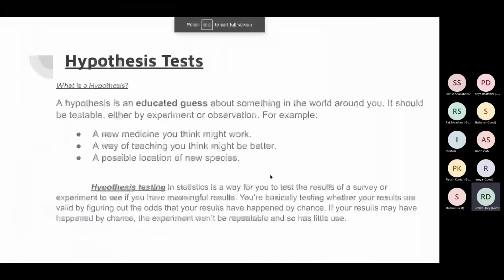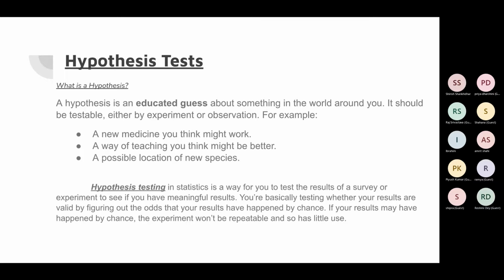Now we go to hypothesis testing. So basically, what is a hypothesis? A hypothesis is an educated guess about something in the world around you. It should be testable either by experiment or observation. For example, a new medicine you might think will work. So I can test this medicine and find out whether it will be effective or not. Any statement about the population parameter is called a statistical hypothesis.